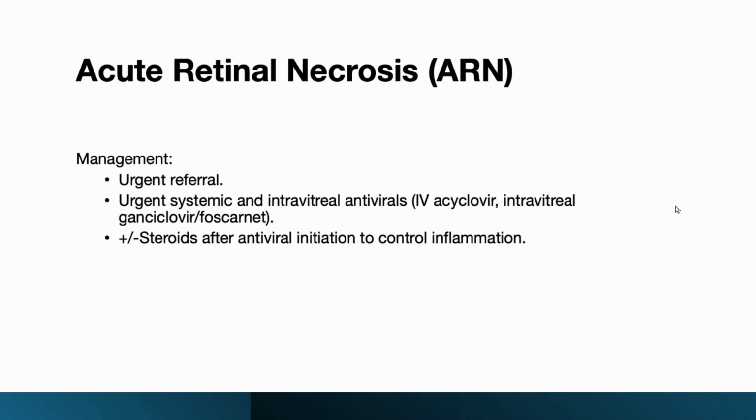So urgent treatment is essential to prevent severe vision loss. Systemic antivirals, typically intravenous, should be initiated immediately. Intravitreal antiviral injections such as foscarnet are also used. Oral antivirals like valganciclovir are used for maintenance. And systemic corticosteroids may be introduced later on to control the inflammation.